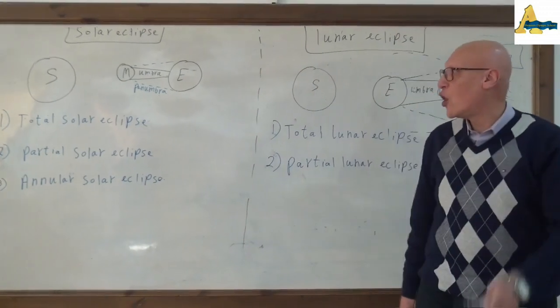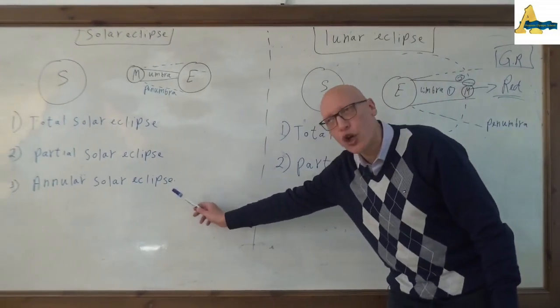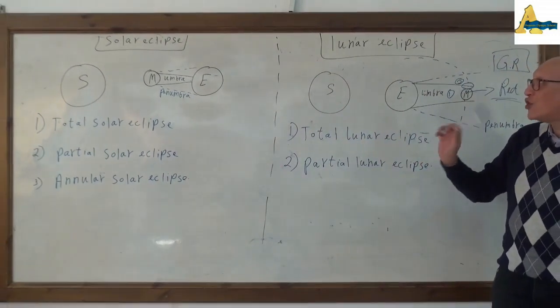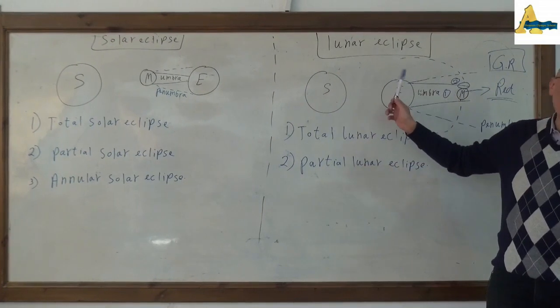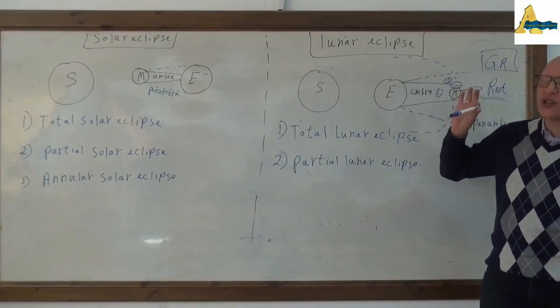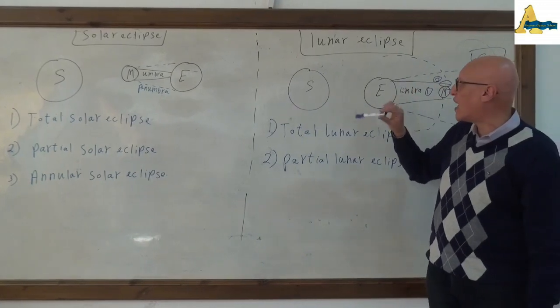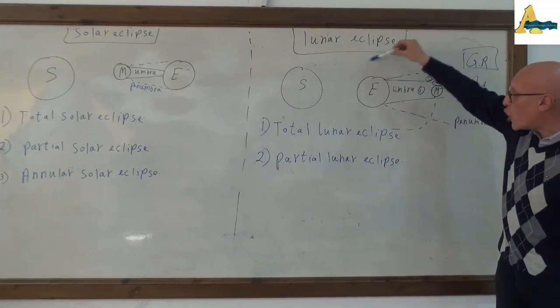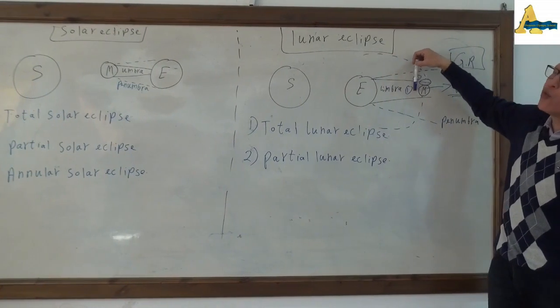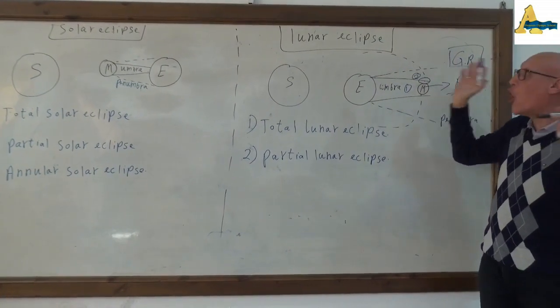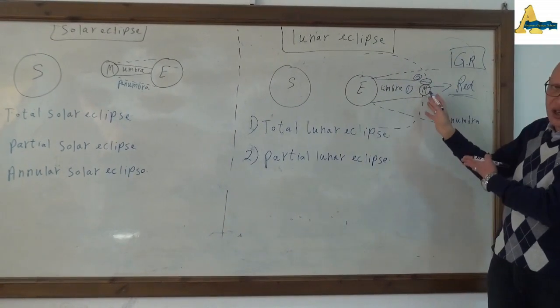And be careful, we have annular solar eclipse, but we have no annular lunar eclipse. And this is an important question. Why do we not have annular lunar eclipse? Because the earth is greater than the moon, so it hides all the sun rays from reaching the moon.